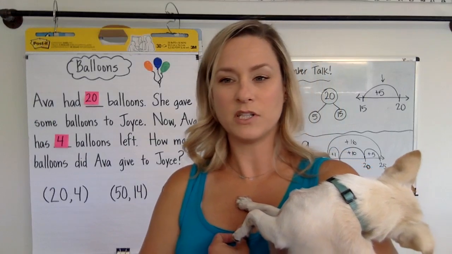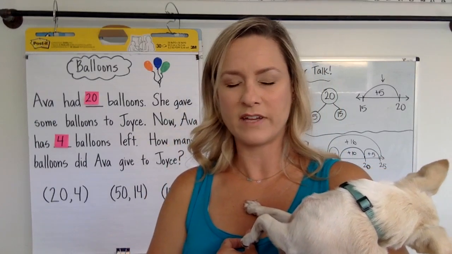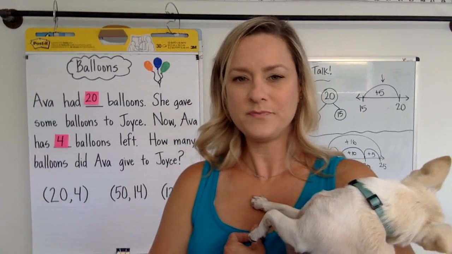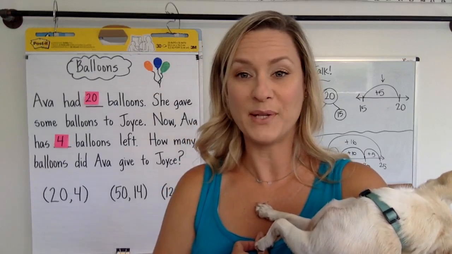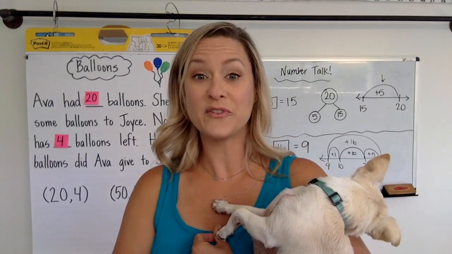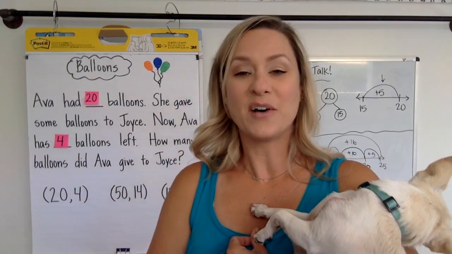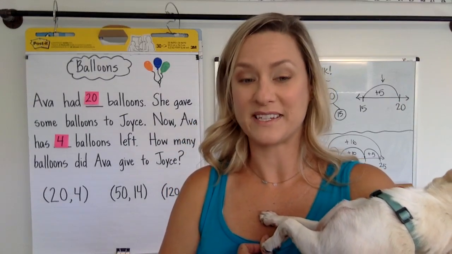She gave some balloons to Joyce. Okay. Imagine Ava handing over some balloons to Joyce. Close your eyes, think about it. Now Ava only has 4 balloons left. Oh my goodness. So we know that she gave quite a few to Joyce. How many balloons did Ava give to Joyce?